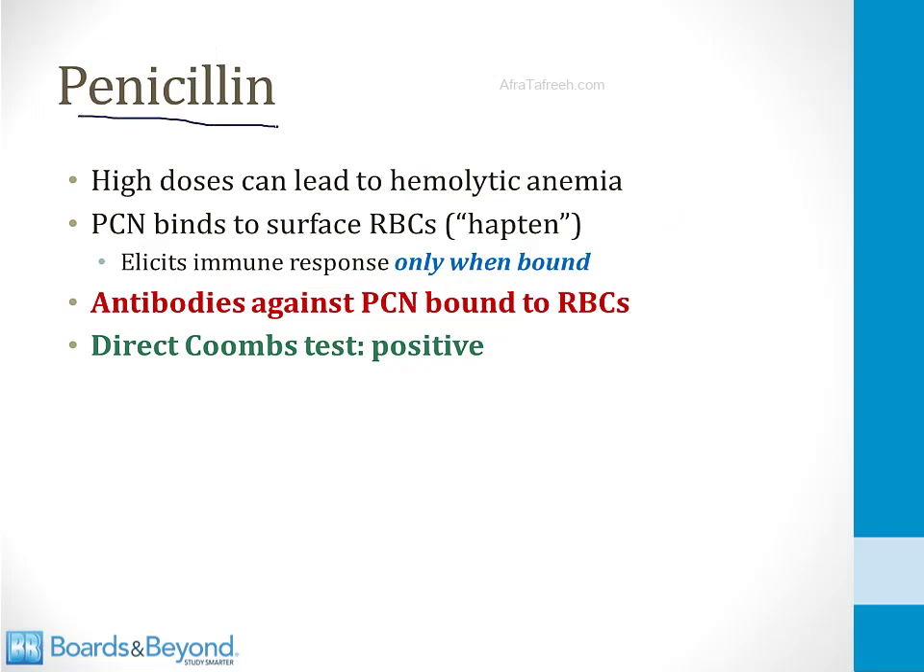At high dosages, penicillin can lead to hemolysis. This occurs because penicillin binds to the surface of red cells and functions as something known as a hapten. A hapten is a molecule that does not elicit an immune response by itself, but does elicit an immune response when bound to tissues. In this case, it elicits an immune response when it's bound to red blood cells, and antibodies are produced directed against penicillin bound to the RBCs.